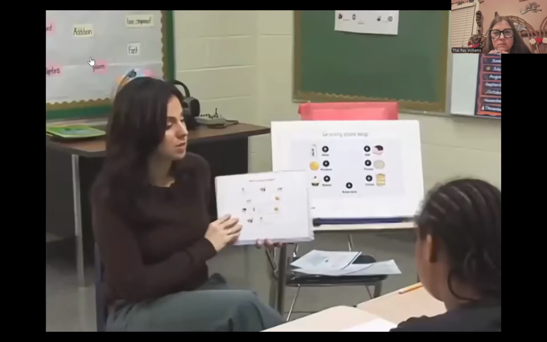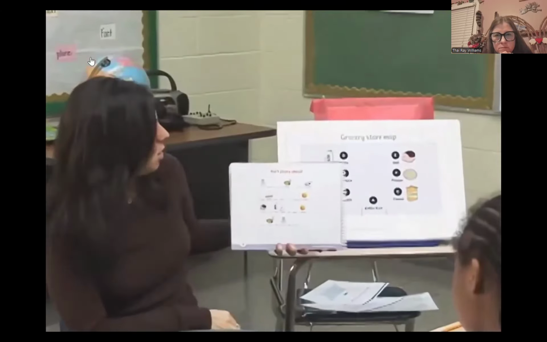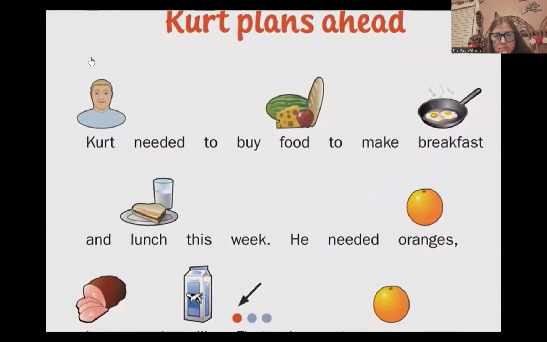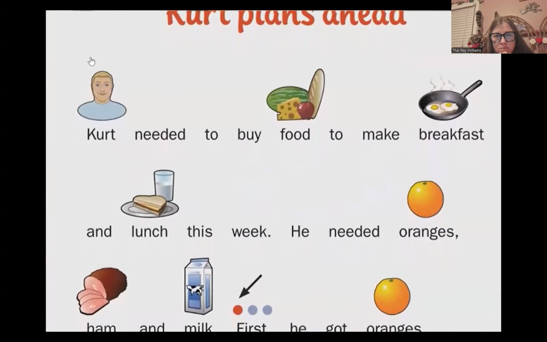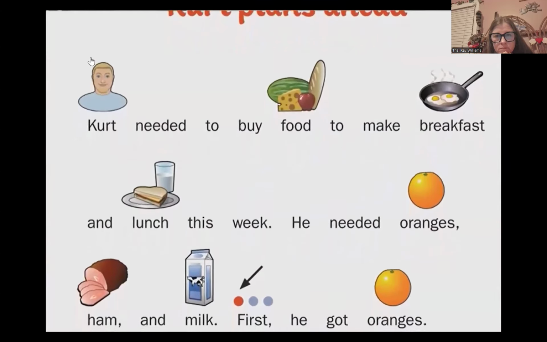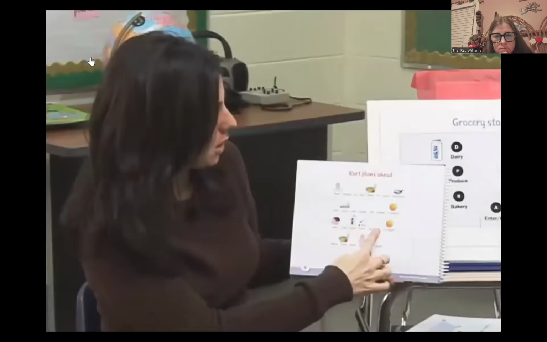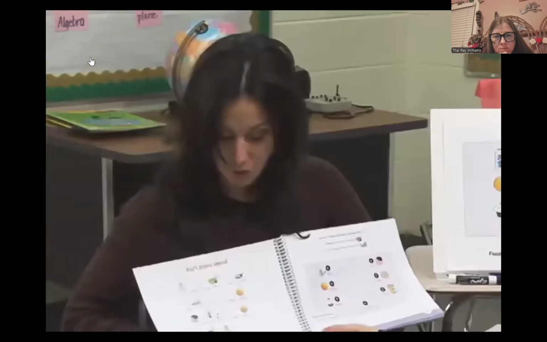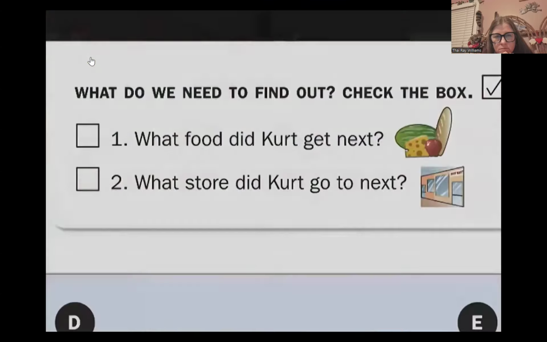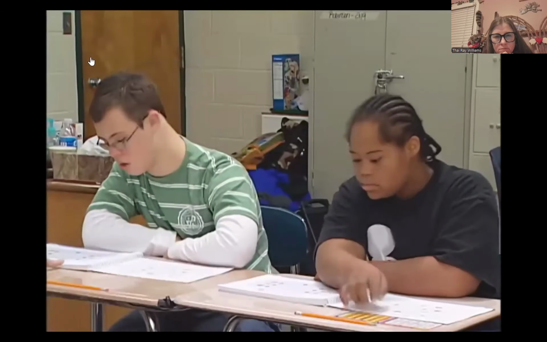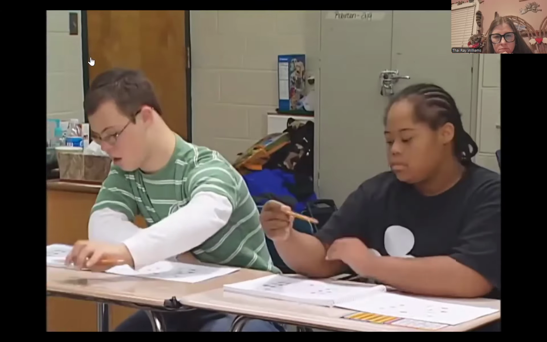Our word problem today says, Kurt plans ahead. Kurt needs to buy food to make breakfast and lunch this week. He needs oranges, ham, and milk. First, he gets oranges. The question that we're trying to answer is, what food does Kurt get next? Hunter and Alicia, can you mark what food does Kurt get next?